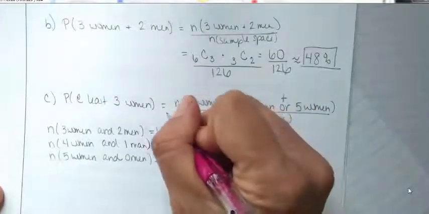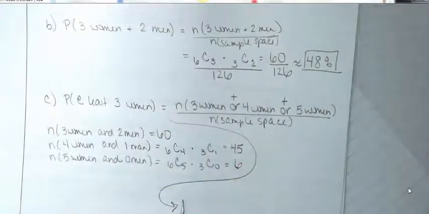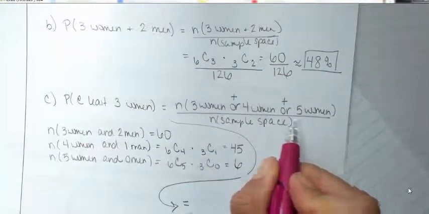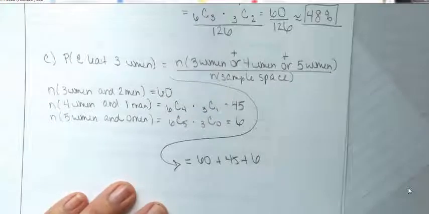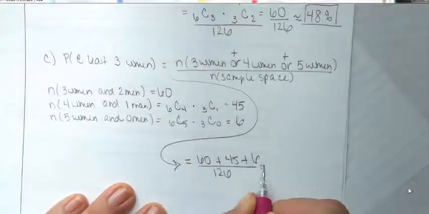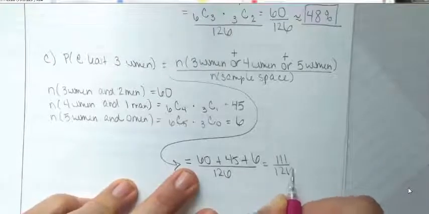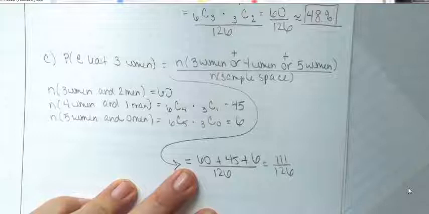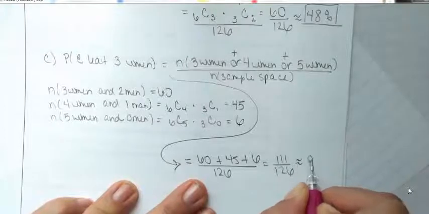Okay, so back to my probability then. For this, it's now going to equal, well, this top part is going to be 60 plus 45 plus 6, all over, and then the bottom part is 126. That's 111 over 126. About 88.1%. They're rounding in the book to about 88%.